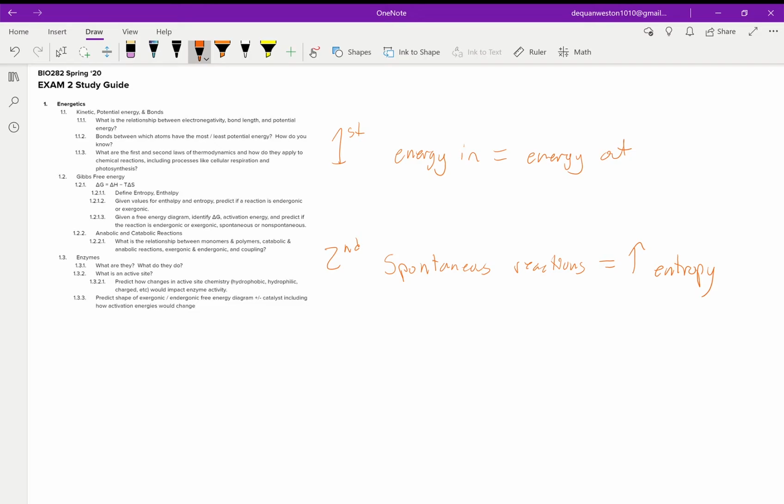So then the second law is that spontaneous reactions lead to an increase in entropy. Basically everything in the universe, because the universe is viewed as a closed system in physics and thermodynamics, so everything that happens spontaneously is going to increase disorder. So, yeah, this explains the hydrophobic effect.